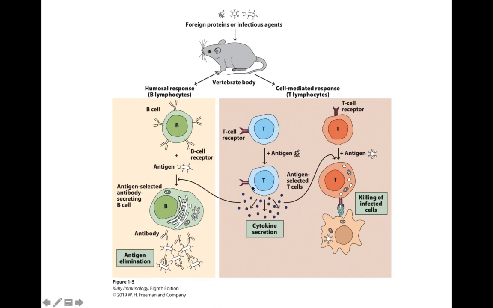T helper cells help by making cytokines, which can help activate other cells, whereas cytotoxic T cells or T killer cells, when they're activated, they go out and find infected cells and kill them.